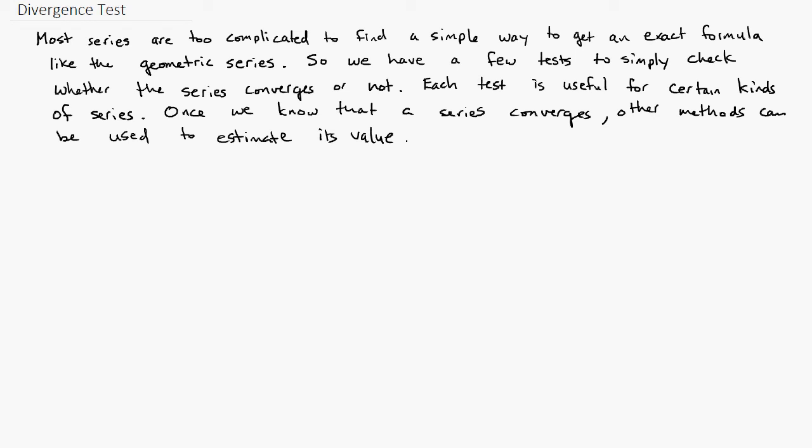Most series are too complicated to find a simple way to get an exact formula, like the geometric series. So we have a few tests to simply check whether the series converges or not. Each test is useful for certain kinds of series, and once we know that a series converges, other methods can be used to estimate its value. The first test we're going to describe is called the divergence test.